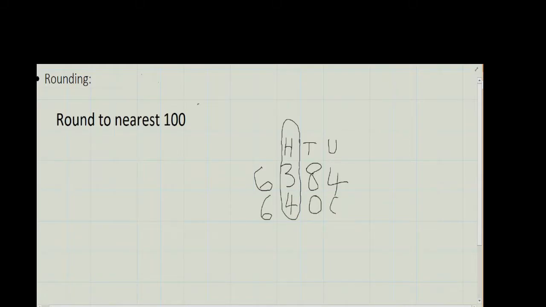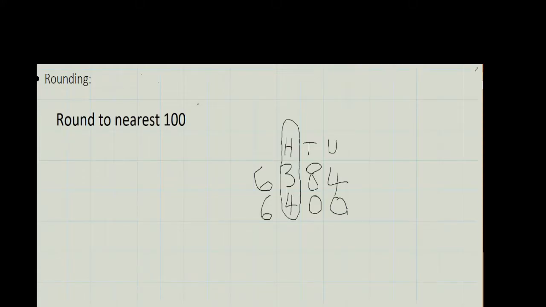If Mr. Blom went to a concert and there were 6,384 people, he wouldn't say that to his friends or his wife. He would probably say there's 6,400 people there. That's what rounding is. Let's round to something that's not the nearest 100.